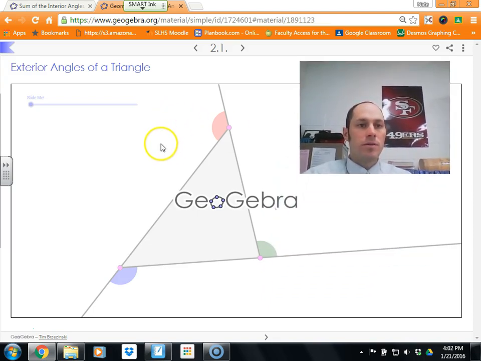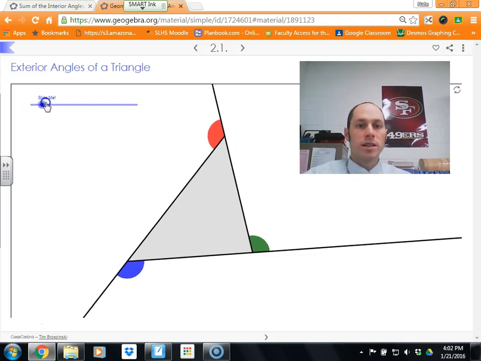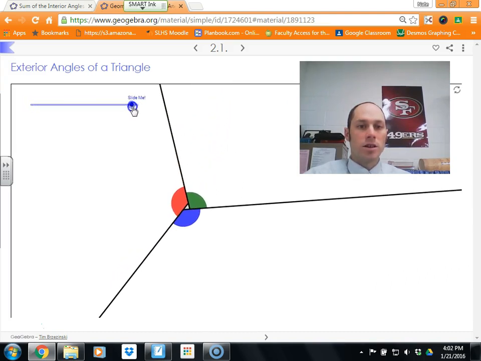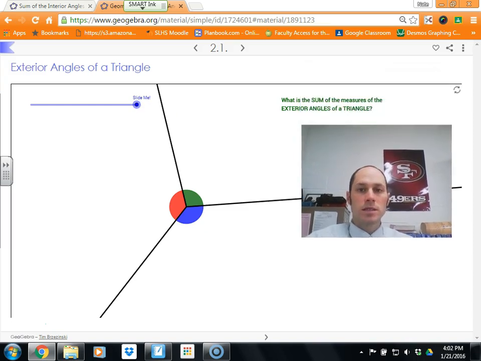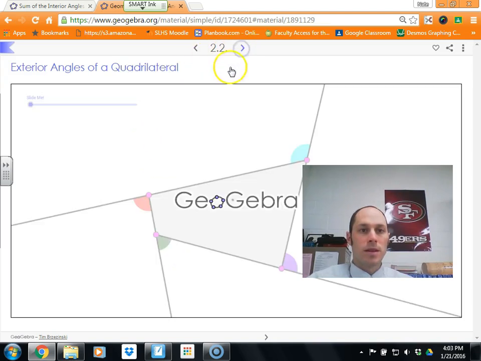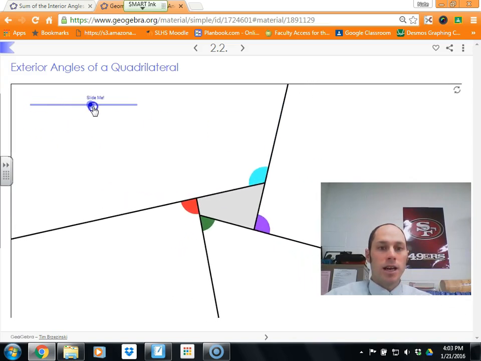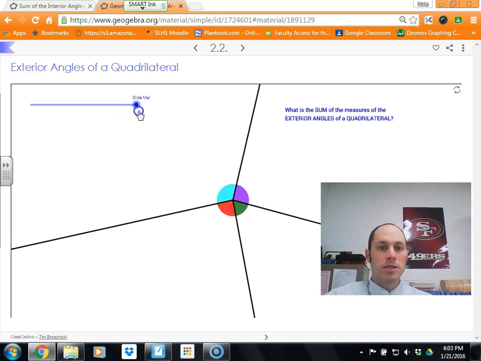Let's load up here. And if we're looking at a triangle, we know the interior angles add up to 180. So these 3 exterior angles, if I translate those angles over, notice, what is the sum of the measures of the exterior angles? Looks like 360 degrees. If I take a quadrilateral, I have my exterior angles highlighted. Let's dilate this figure, shrink it down, keep those exterior angles, 360.